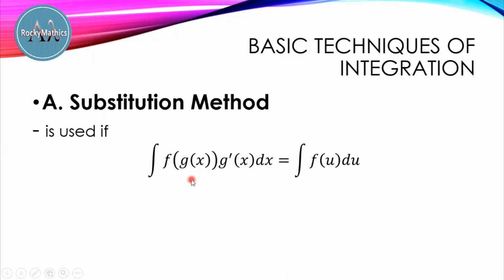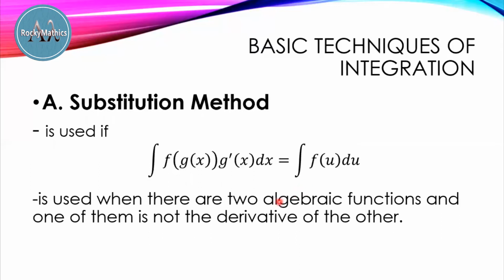In this case, we can let u be equal to g of x. So we have this simplified form, which is equal to the integral of f of u du. There are also problems with two algebraic functions where one of them is not the derivative of the other. If we encounter this type of problem, we can also use the substitution method.